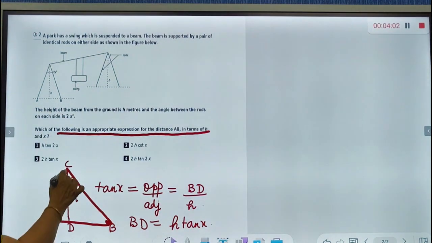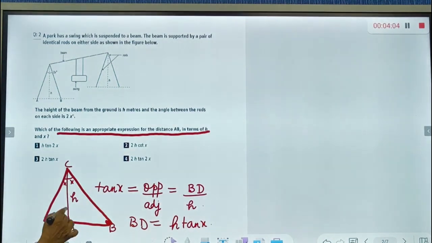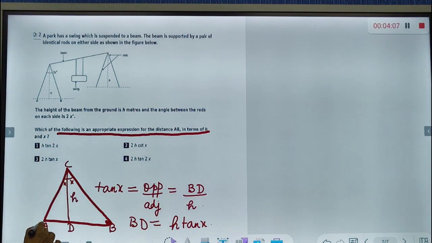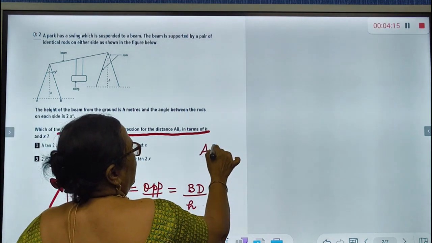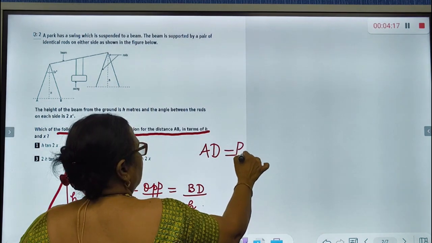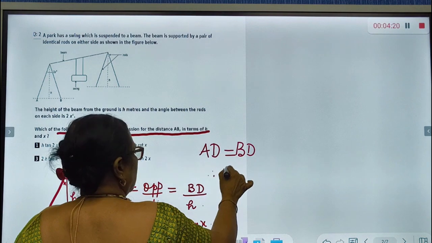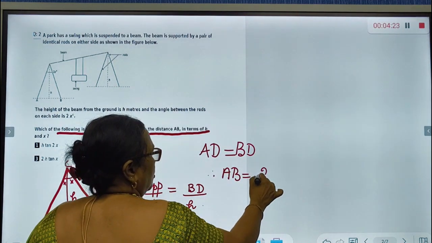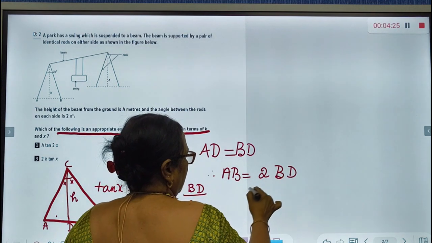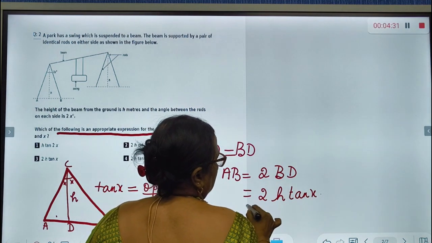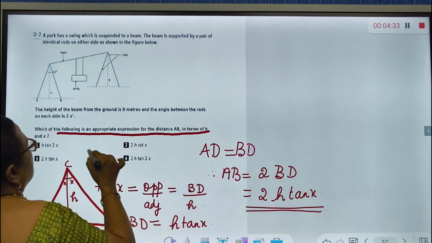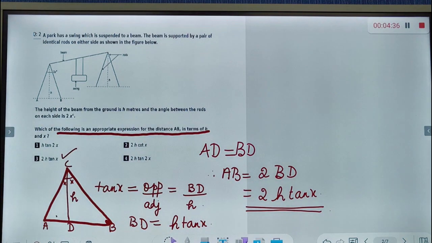So, in an isosceles triangle, the perpendicular bisector is not only an angle bisector, but it also is a median. So, AD is equal to BD. Therefore, AB is equal to twice of BD, which is 2 times h tan x. So, which is the correct expression? 2h tan x.